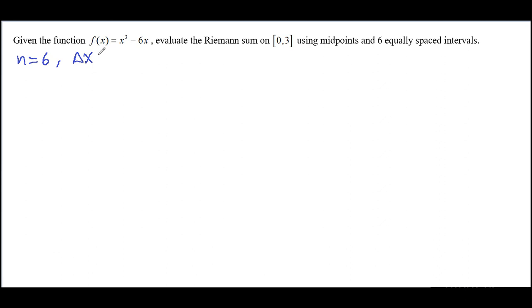calculating the width of each of the rectangles, namely delta x, whose formula is b minus a divided by n. In our case, b is the right endpoint 3 and a the left endpoint 0, all divided by 6. Upon simplification, we get 1/2. So the width of each of the equally spaced intervals is 0.5. Let's have a look at that.